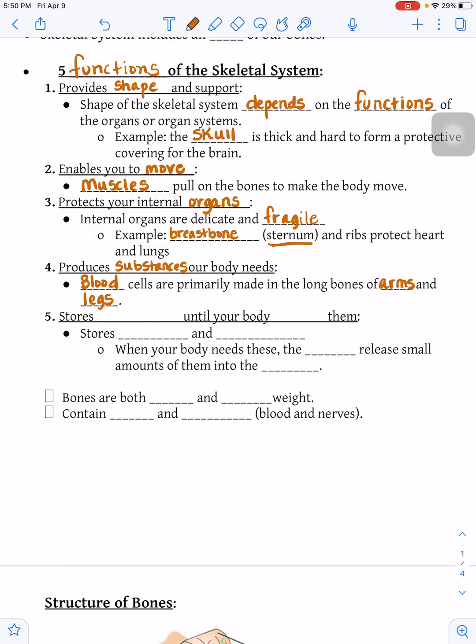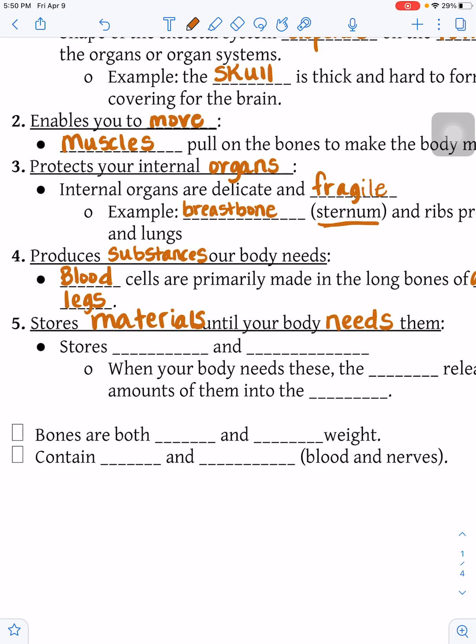And number 5, it stores materials until your body needs them. Your bones store materials until your body needs them. So let's hear what they store. They store calcium and phosphorus. Phosphorus, spelled P-H-O-S-P-H-O-R-U-S. So our bones store calcium and phosphorus.